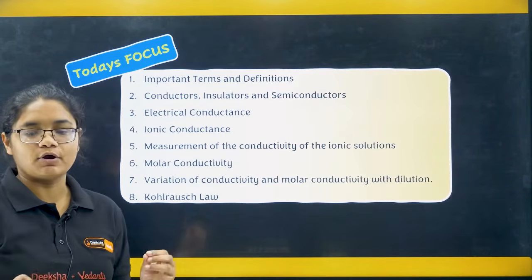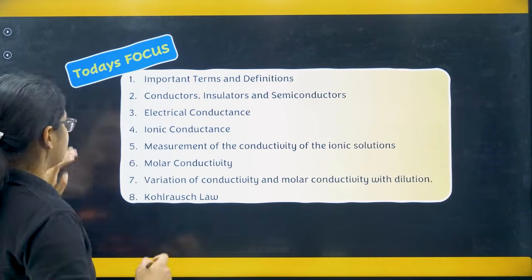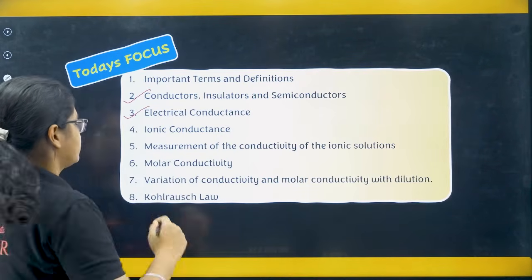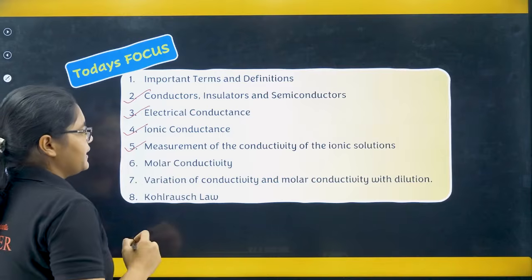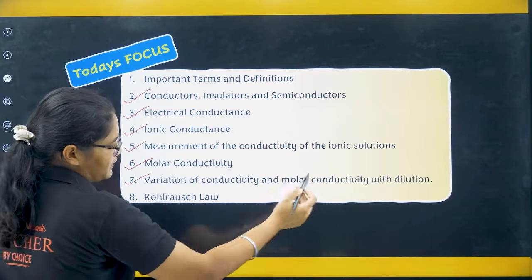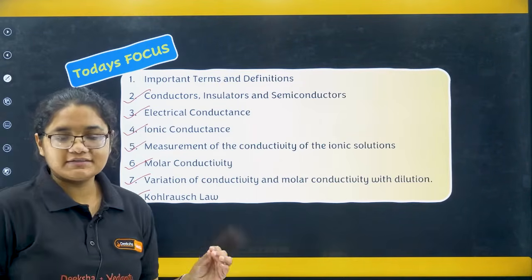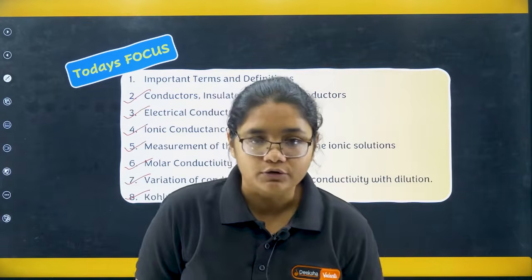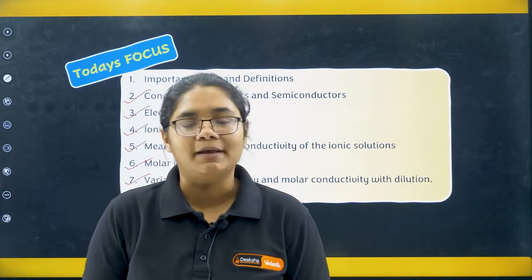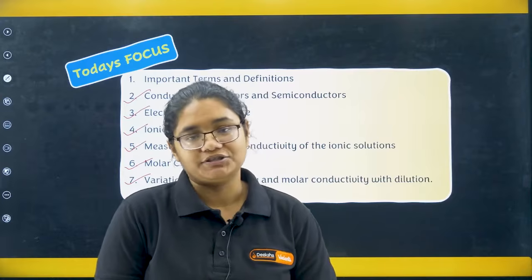First we have important terms and definitions. Second, conductors, insulators and semiconductors. Third, electrical conductance. Fourth, ionic conductance, measurement of conductivity of ionic solutions, molar conductivity, variation of conductivity and molar conductivity, and lastly Kohlrausch's law. In today's class we will be learning a lot of new formulas, definitions and concepts, so please sit with your notebook and a pen and write down all the important things, and after that we will be solving important questions as well.